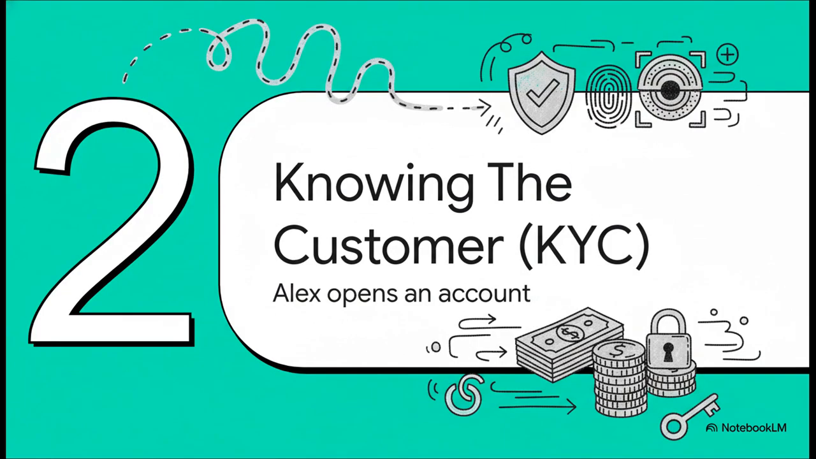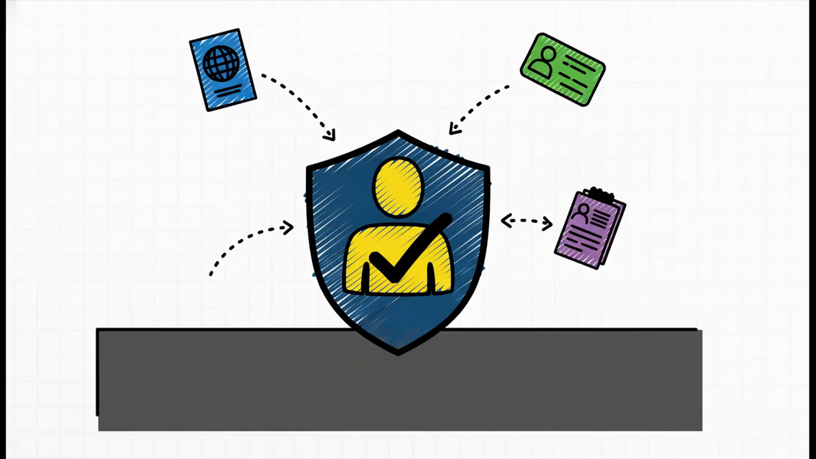First things first, before a single penny can be deposited, the bank has to know exactly who it's dealing with. This is ground zero, the most critical step of all, locking down a secure identity. This whole process is officially called Know Your Customer, or KYC for short. And this isn't just a suggestion, it's a massive legal and security requirement. The system's first job is to create a digital identity for Alex that is verified, trustworthy, and completely unique. It's the foundation for everything that comes next.